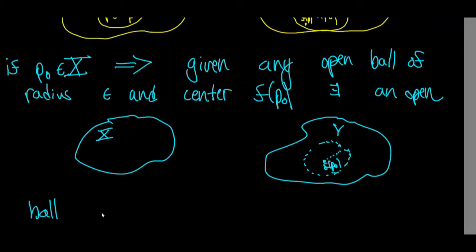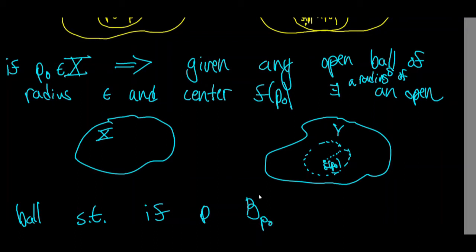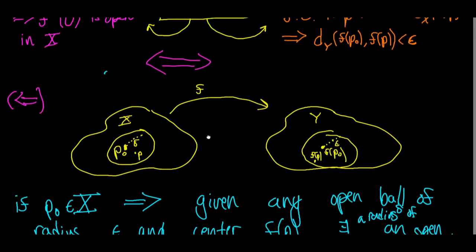There exists an open ball of radius, but more precisely, there exists a radius of an open ball, a radius delta of an open ball, such that if p is in the open ball centered at p naught and radius delta, then that implies that f of p is going to be in the open ball of center f of p naught and radius epsilon. So that's what we're going to try to prove, given that definition 1 is true.